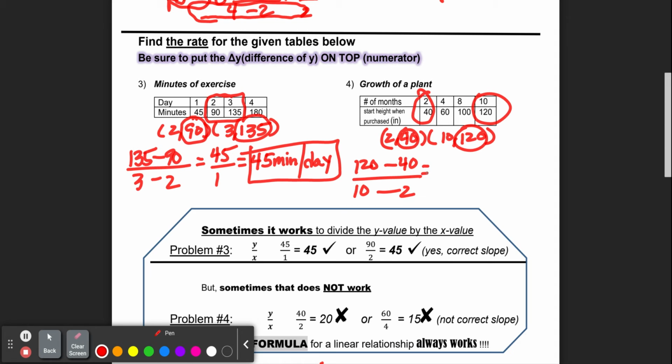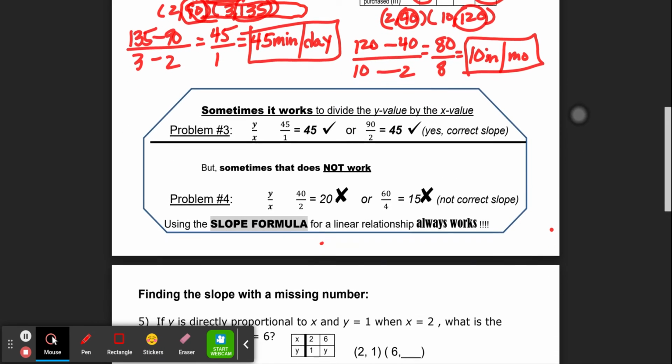So 120 minus 40 is 80. 10 minus 2 is 8. 80 divided by 8 is 10. So this plant, which is most likely a tree, because growing 10 inches per month is quite a bit for just a plant. All right, let's take a look at what it has to say down here at the bottom.